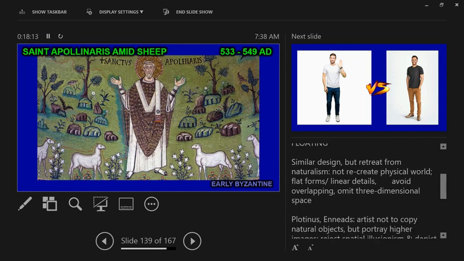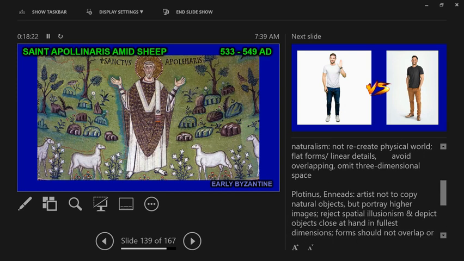And this is a further retreat from naturalism or realism. The attempt is not to recreate the physical world, but it has a lot of flat forms. Look at the rocks and plants that are behind him. Very abstract. And look at how they're equally spaced amongst each other. There's very little overlapping, which there would be in real life.